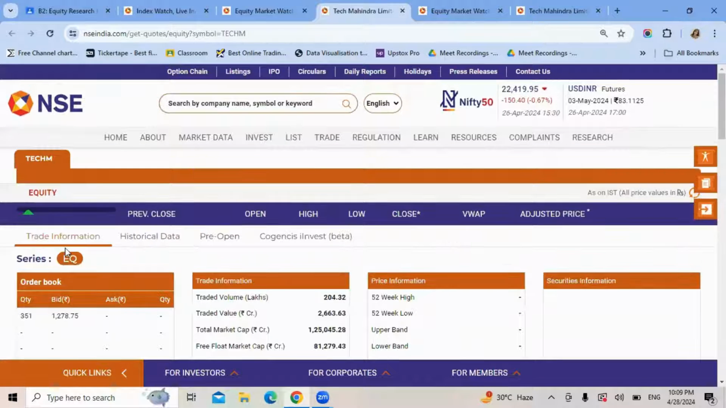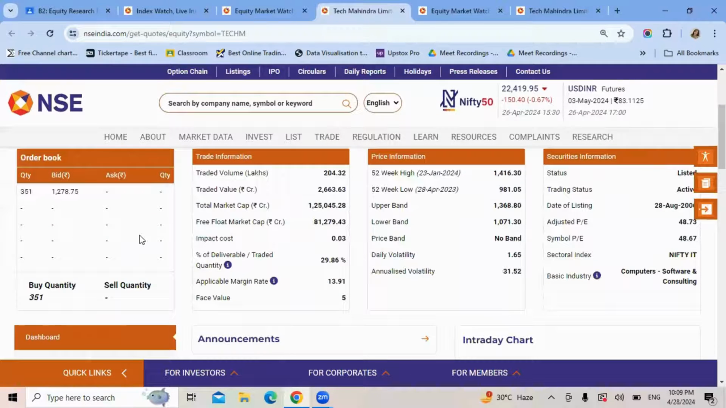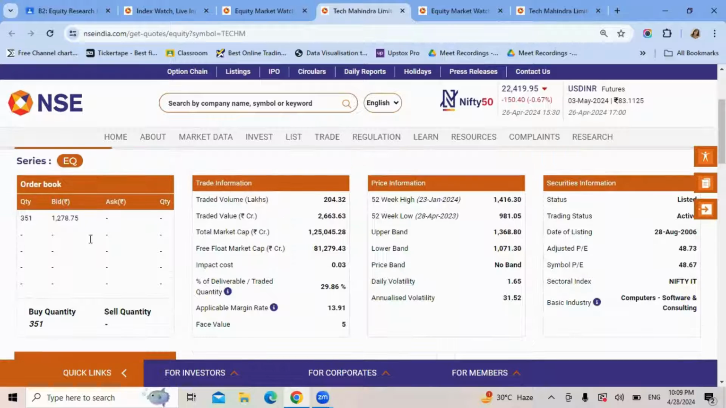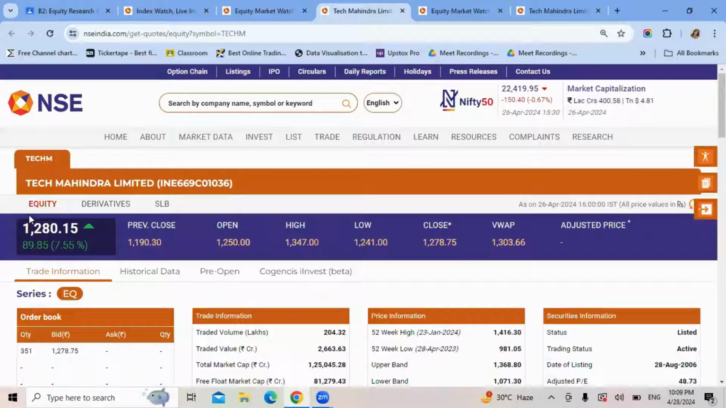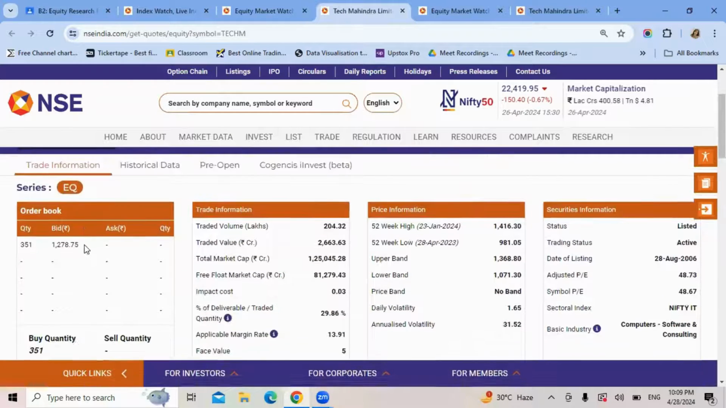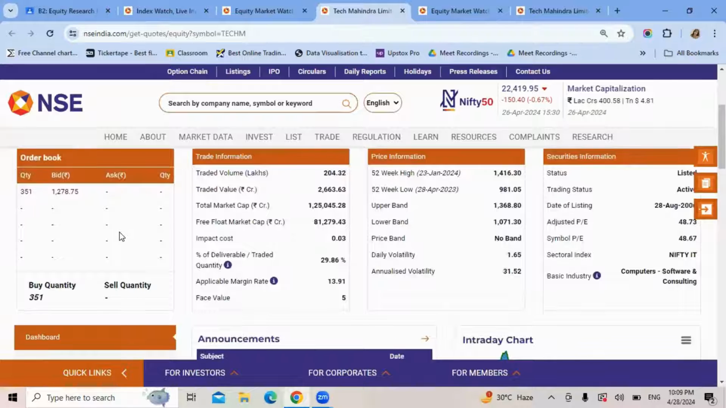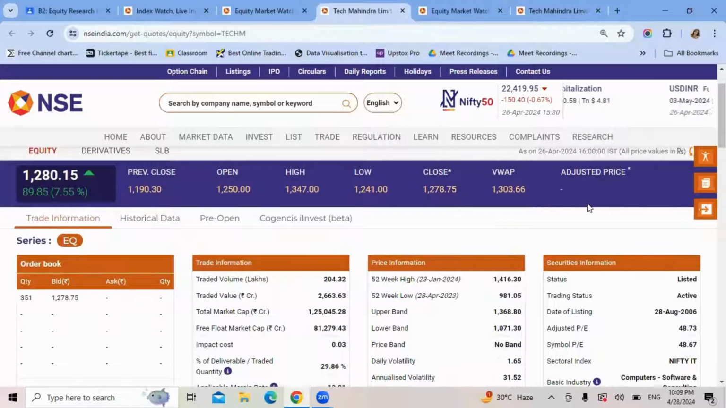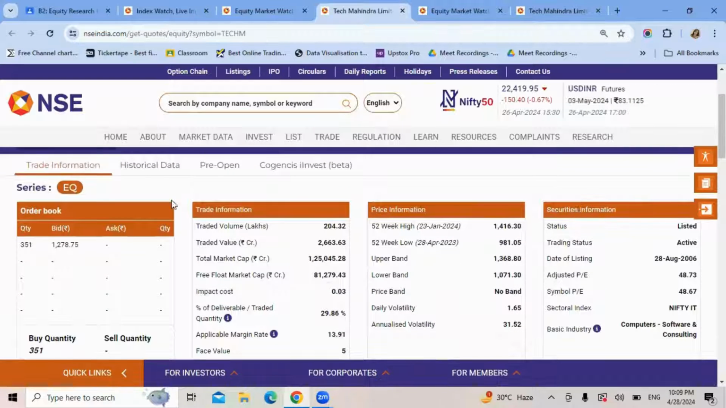So this gives me a trade information snapshot of Tech Mahindra Limited. This is the current price, and this was the change in the current price as on the last closing day. Close, open, high, low, close, VWAP, adjusted price. Again, these are terms that you all must be aware of, but it is not in the scope of today's video, so I'll avoid it for now.